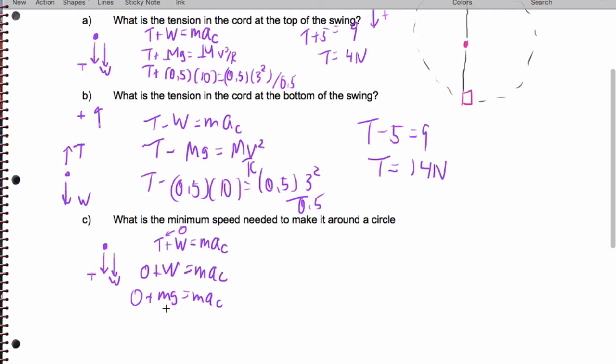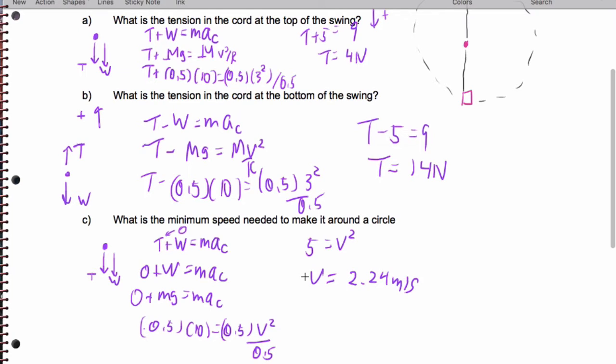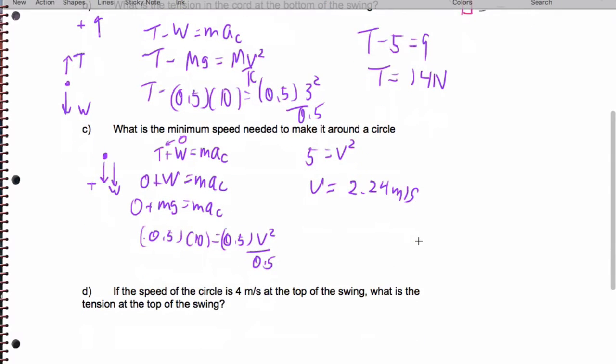And notice something. We can actually put in our numbers: 0.5 times 10 equals 0.5 times v squared, what we're trying to solve for, divided by 0.5. And so we end up getting 5 equals v squared. So v ends up being about 2.24 meters per second, if I have that right. So that's the minimum speed needed to make it around the circle.